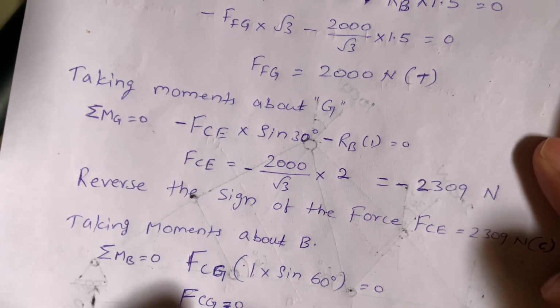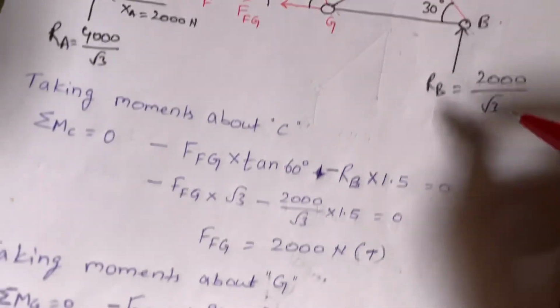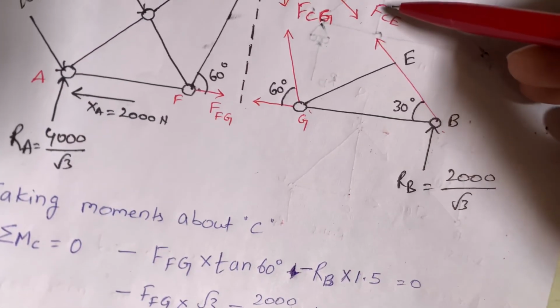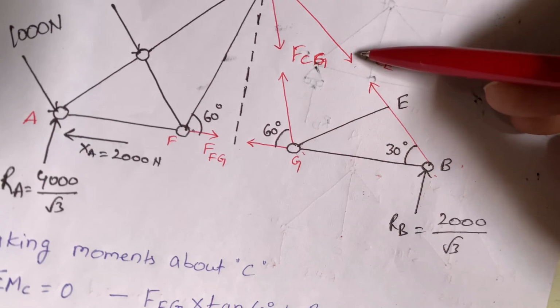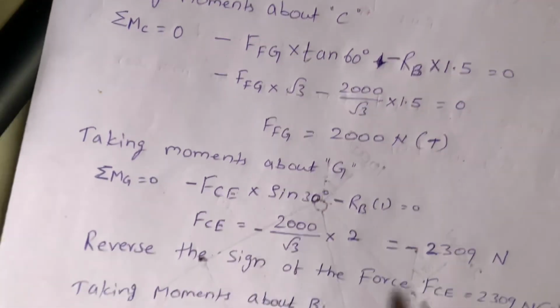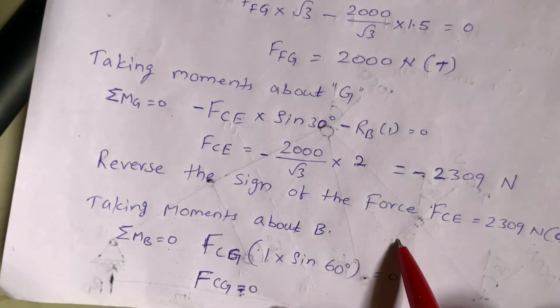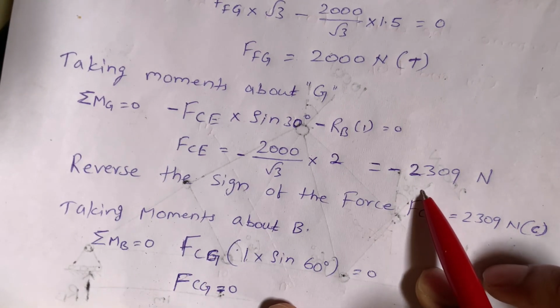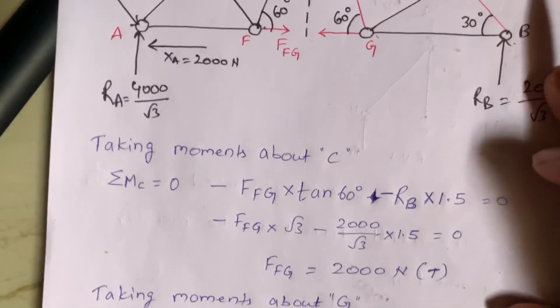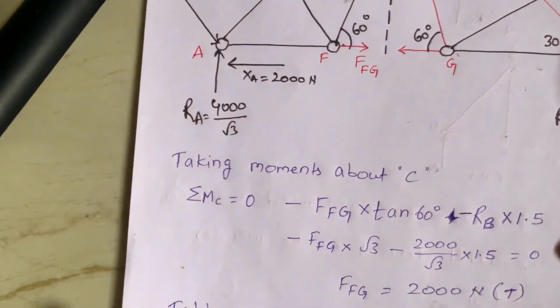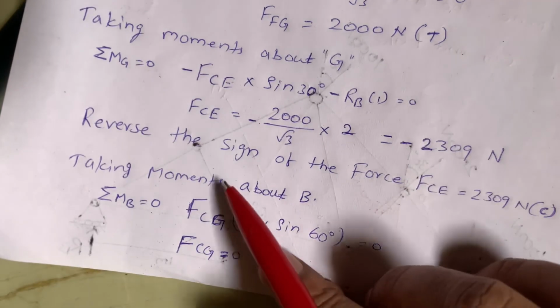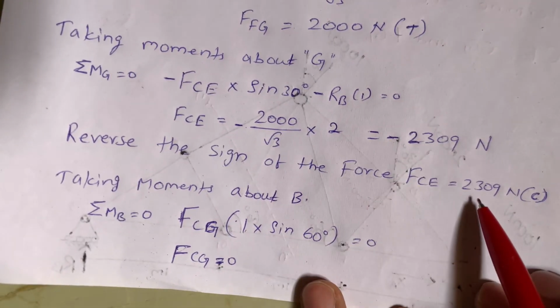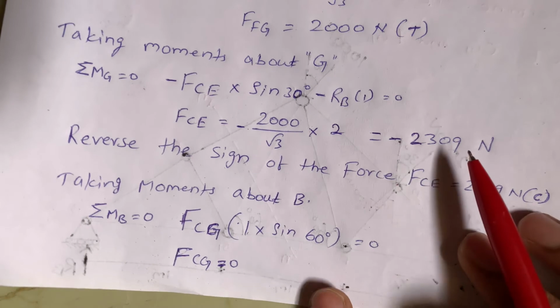So here minus is nothing but tension, but here FCE value is, here we assumed as compression. Now we have to reverse the sign of the force. Why? Because we got the negative value indicates the tension, but here we assumed as compression. Okay, so now we can reverse the sign of the force. Now it is compression. And the last one is FCG.